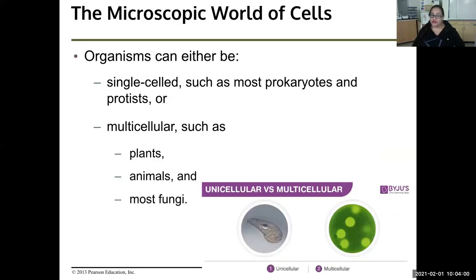Organisms can either be single-celled, such as most prokaryotes and protists, which are terms we'll go over in a little bit, or multicellular, like plants, animals, and most fungus. So there are some living things that are only made of one cell. They're called unicellular organisms. And prokaryotes and protists are examples of those unicellular organisms. Everything else is multicellular, just means made of many cells.